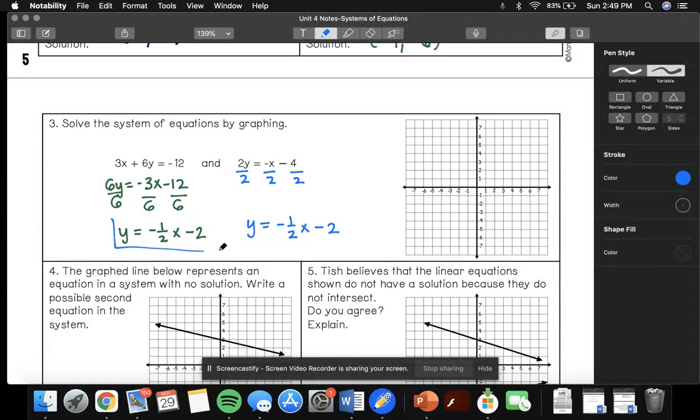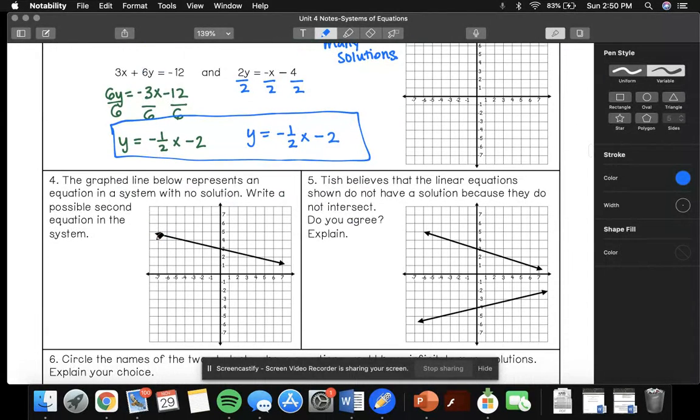Okay. Something to notice, and if you notice it before you even graph, is that the slopes are the same and the y-intercepts are the same. So these are the exact same lines. So I don't even really have to graph this. This has infinitely many solutions. Which just means whatever is a solution for this one is going to be a solution for this one because they're the exact same line.